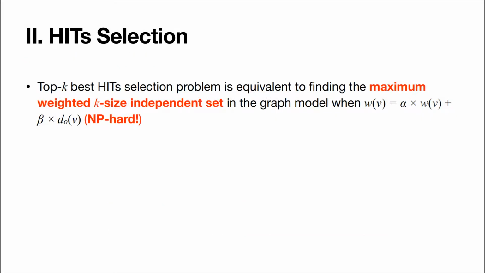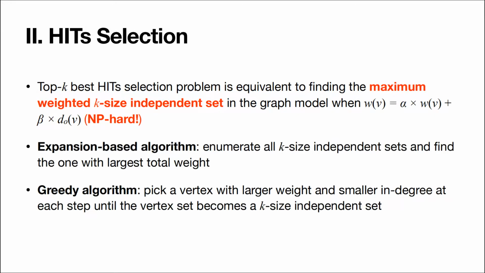Then, selecting the top-k best hits is equivalent to finding the maximum weighted k-size independent set in the graph model, and we can prove that it's NP-hard by a reduction from the 3SAT problem. However, enumeration is time-consuming and an efficient greedy algorithm is needed.